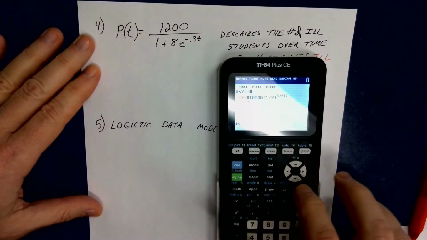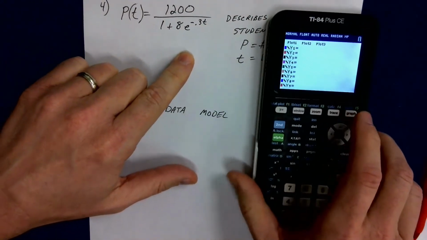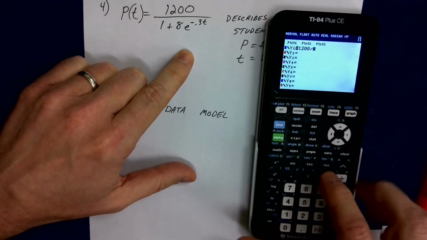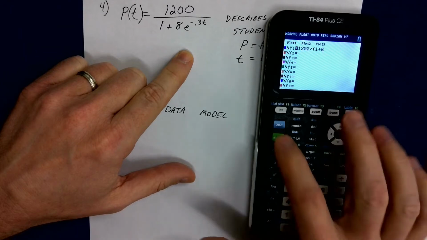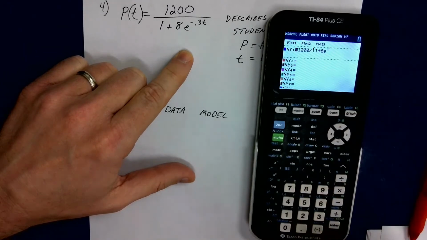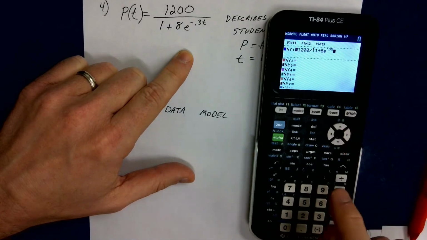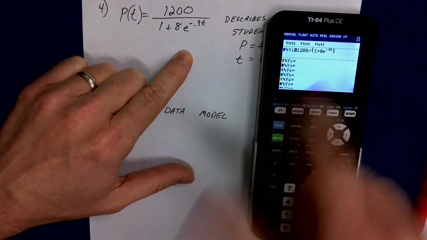Go to our y equals, clear and clear. And I'm going to go ahead and type this in. So I got 1200 divided by parentheses. I got to remember that every time. 1 plus 8e to the negative 0.3x, close parentheses. So that's what my entry into this looks like.